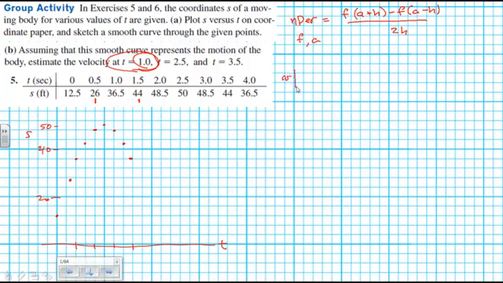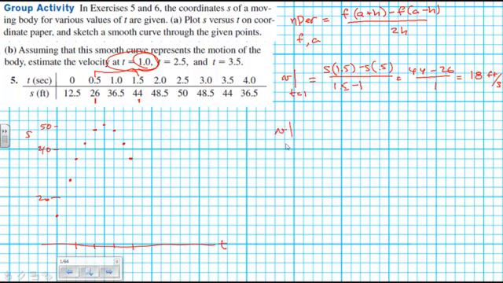So my estimate of the velocity at time equal 1 is going to be equal to the value of s at 1.5 minus the value of s at 0.5, and then I'm going to divide by the length of that gap, which is 1.5 minus 0.5, or 1. So the value at 1.5 is 44. The value at 0.5 is 26. 44 minus 26 is 18. And don't forget to put in our units, in this case feet per second.